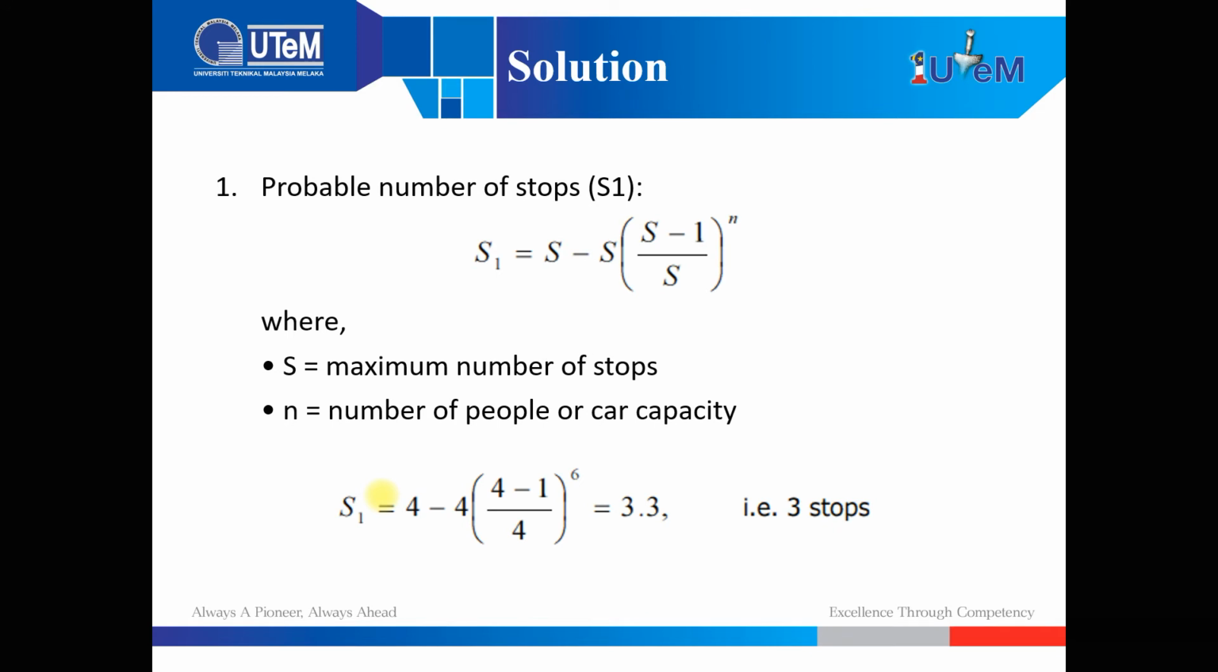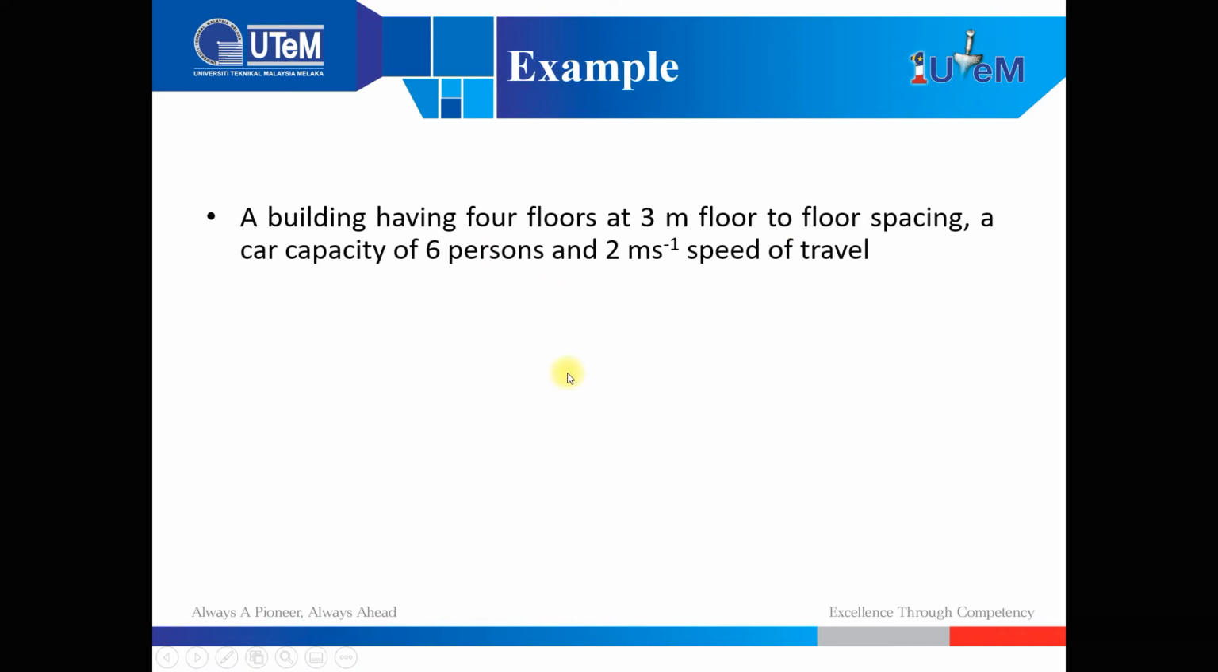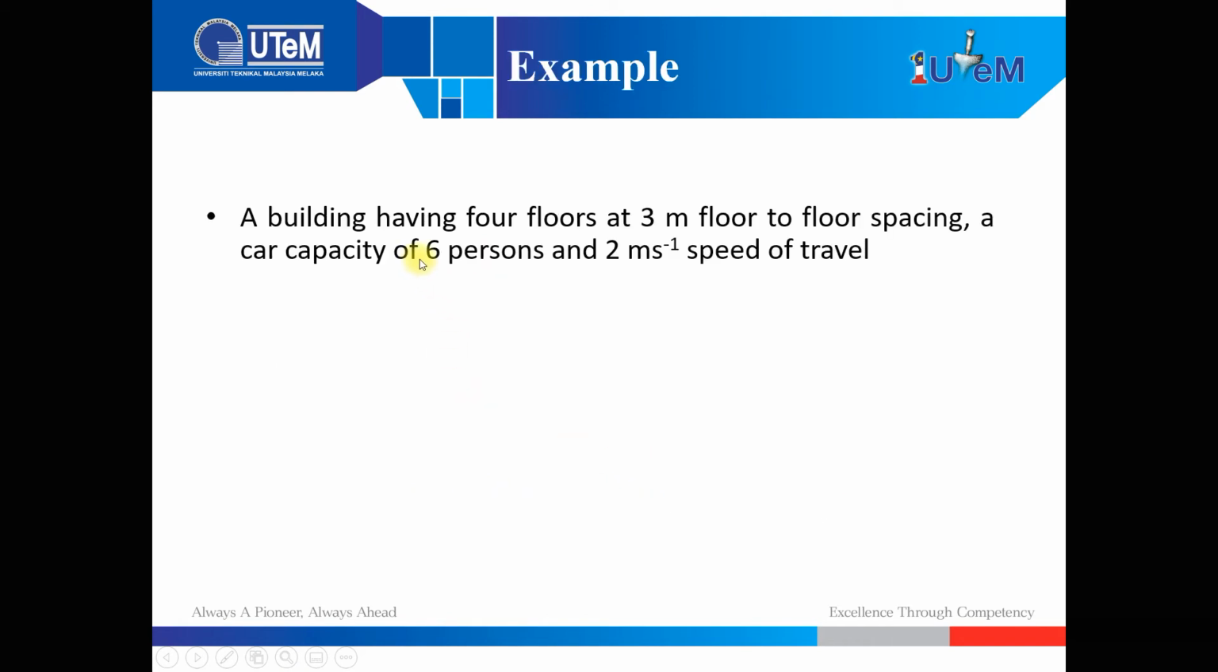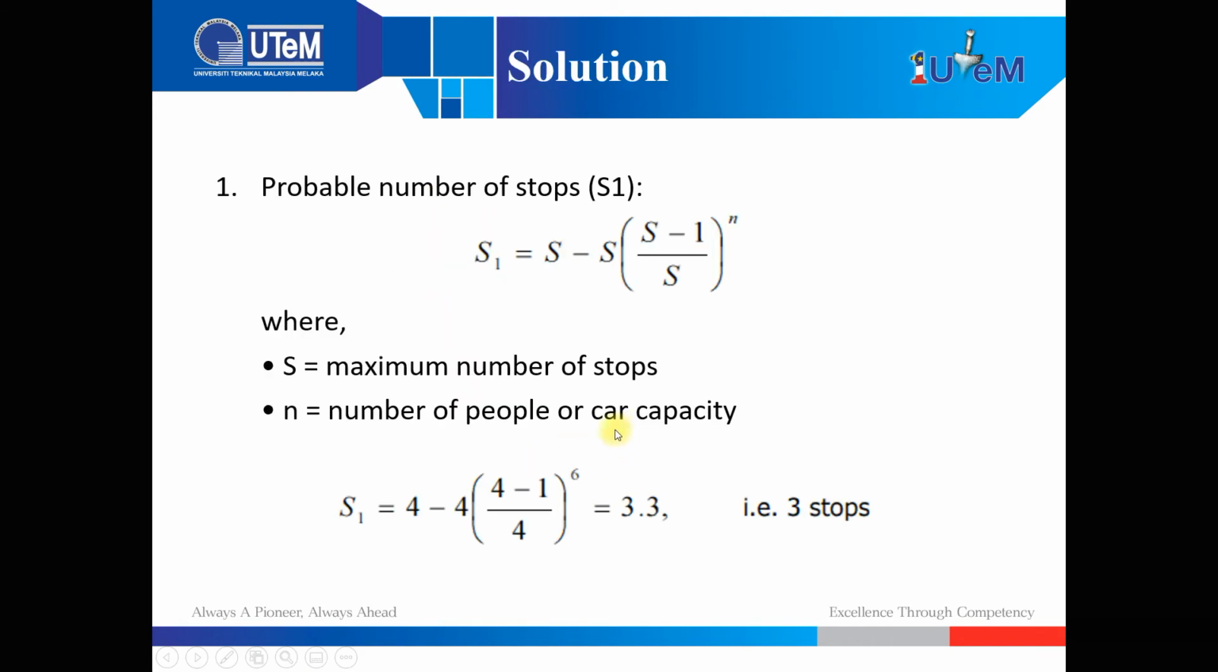So probable number of stops, okay, kita follow this equation. So maximum number of stops is S, di mana number of stops is depending on the number of floors. Here we have 4 floors, so S equal to 4 lah. And then the small capital N here is the number of people of the car capacity. So number of people is 6, already given. So just substitute into this equation, so we get 3.3. So means 3.3 is considered as 3 stops. Okay, 3 stops lah, for probable number of stops.